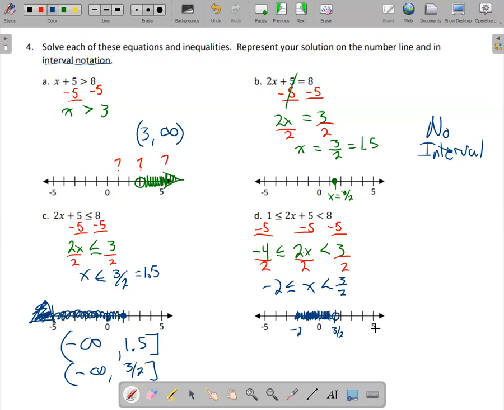For the interval on that one, you got to keep them in order. So -2 is to the left of 3 halves. The shaded circle here is a square bracket. The open circle is a parenthesis.